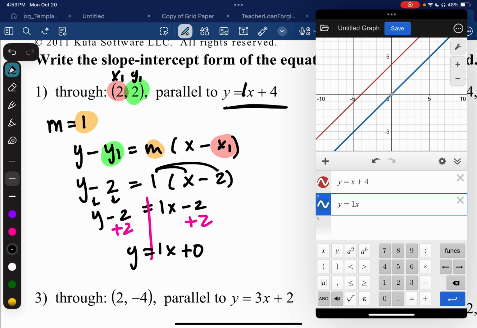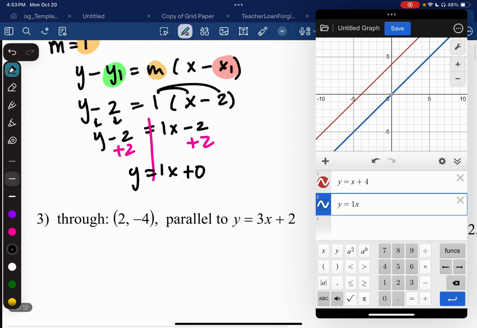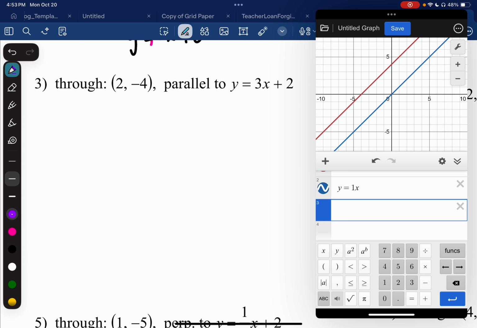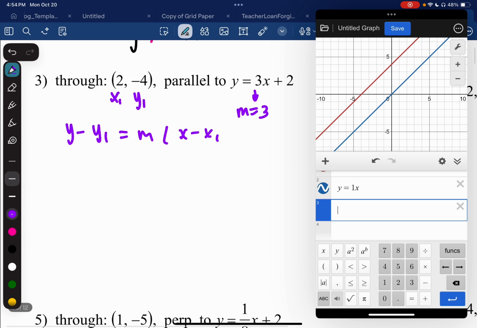I'm going to do 2 more examples, and then you guys will go to the assignment. We'll go to this one right here. We need a line that is parallel to this equation. Step one is we got to find out what is my slope. Based off of this equation, my slope, my m, is equal to 3. Here's my x1, here's my y1. Now we take a formula we already know: y minus y1 is equal to m parentheses x minus x1. Plug it in, plug it in, plug it in.